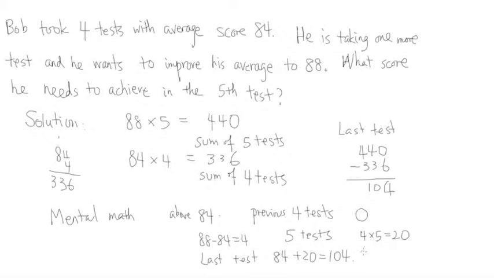Alright, you may question this problem and say, okay, there's no test which allows you to score 104 points. You are right. So the moral of the story is that do not score the average 84. Try to get better scores before the last test. Don't wait till the last test to improve the averages. Alright, this is our first video for the average.